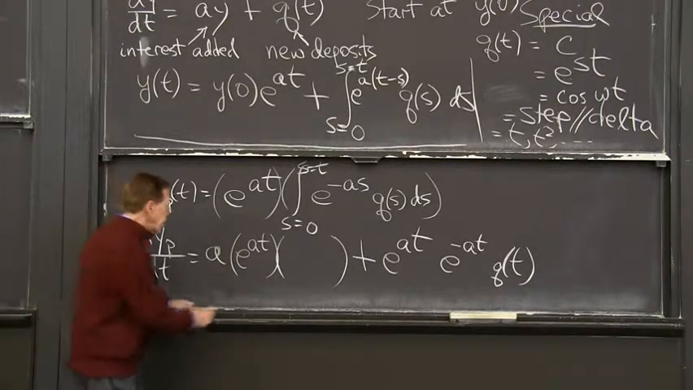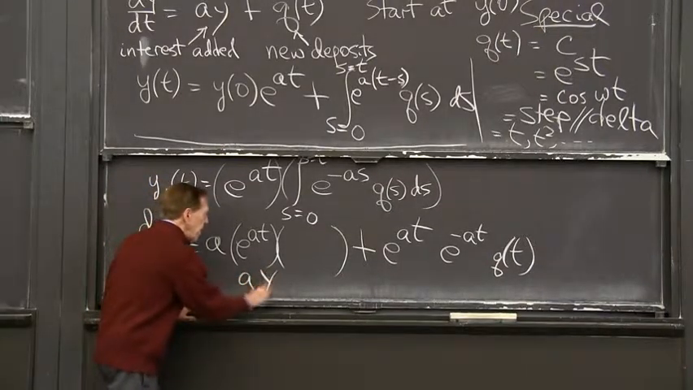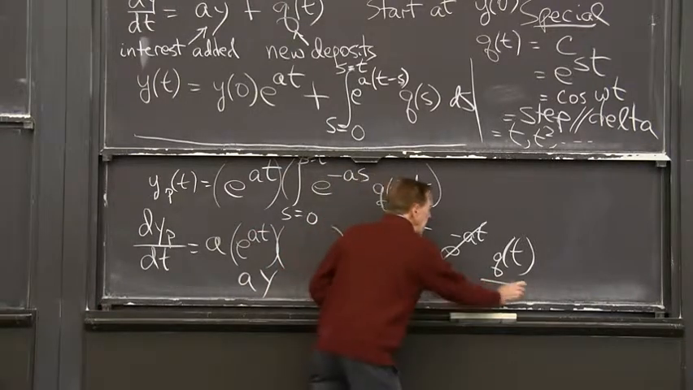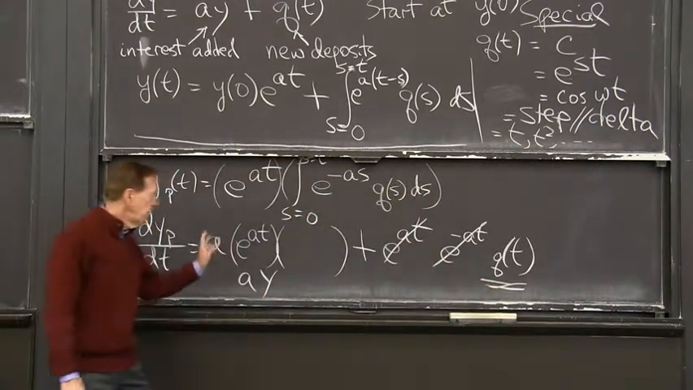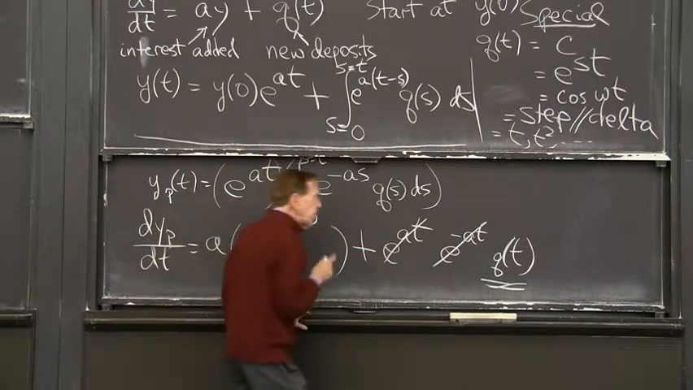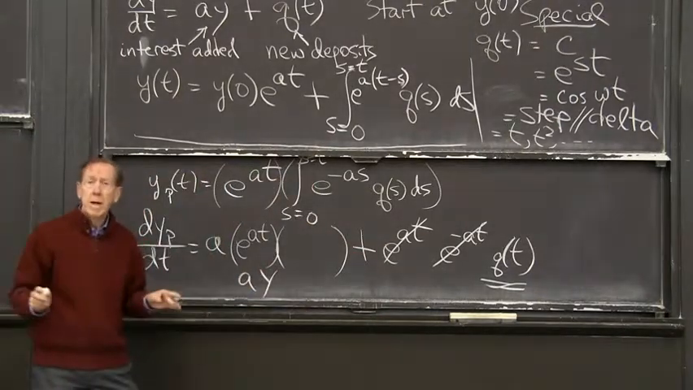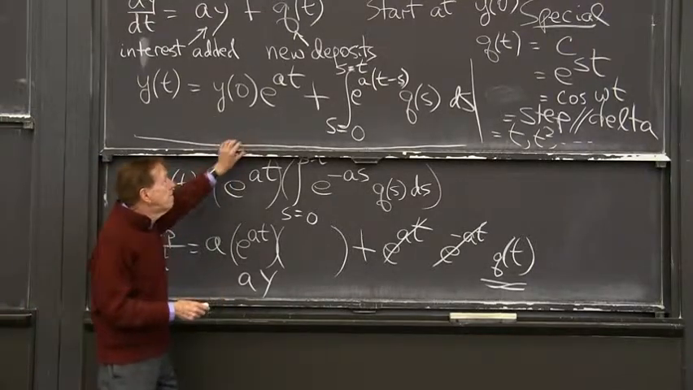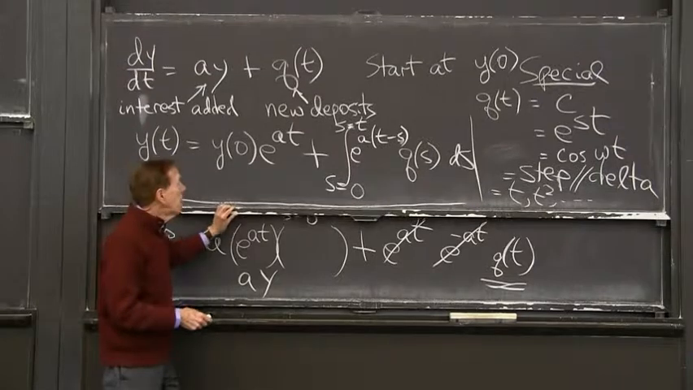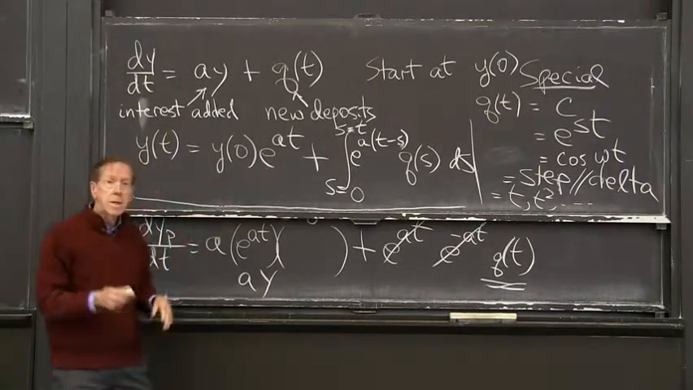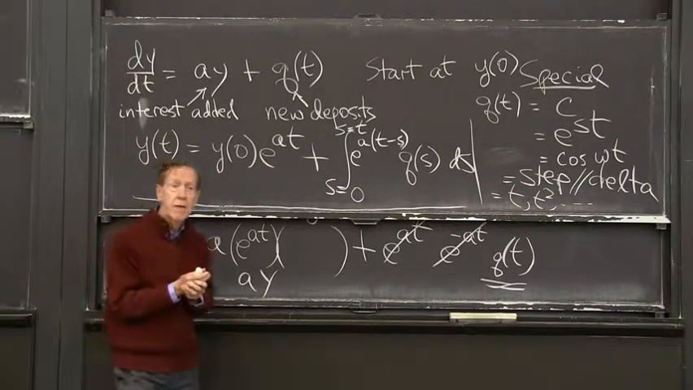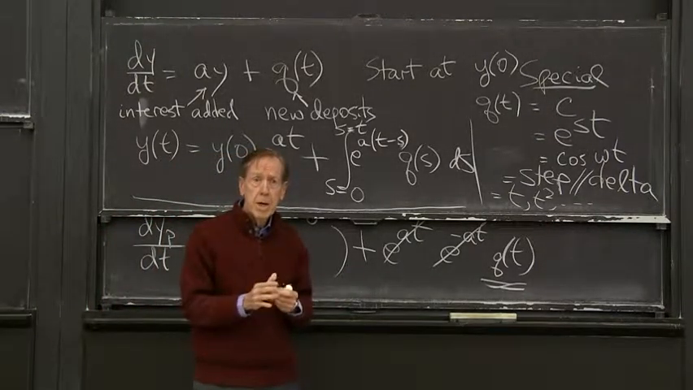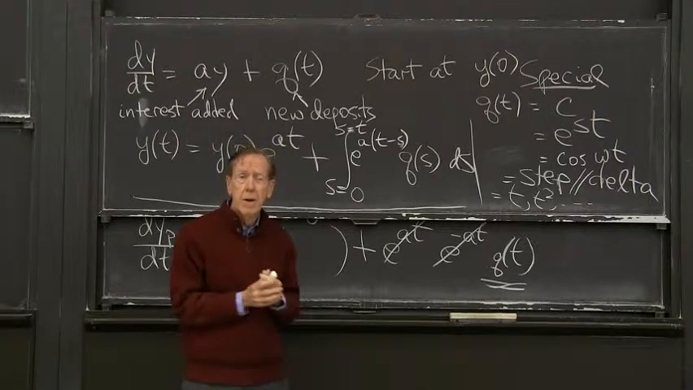And, okay, this was the ay, perfectly. And what do I have here? E to the at cancels e to the minus at, and it's the source term q of t. So I have ay plus q of t, the correct right-hand side for the differential equation. So that formula, let me bring it down once more, is the sort of the climax of this beginning of the videos on first-order linear differential equations.